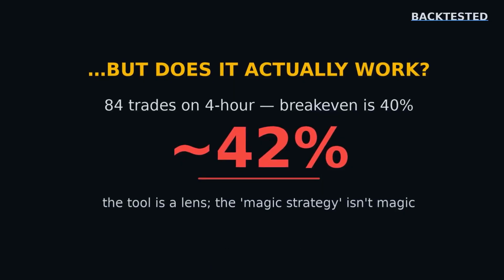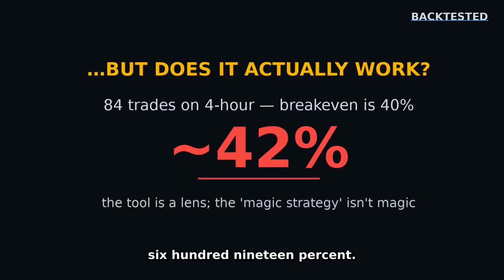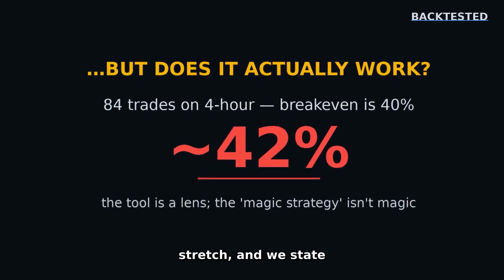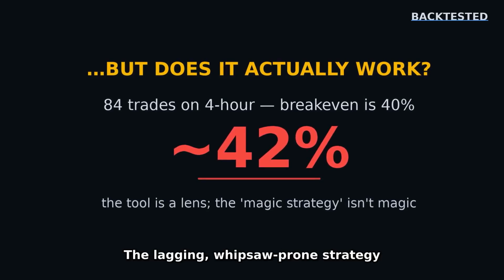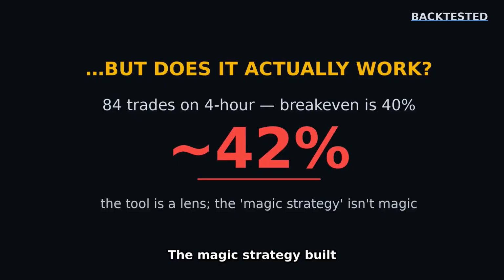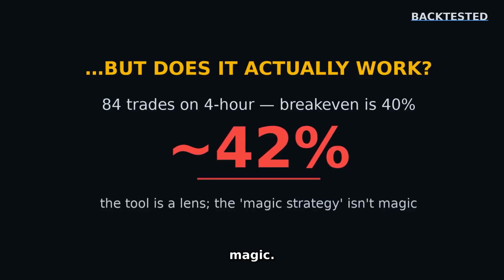Now the number that hurts, simply holding Bitcoin over the same window, returned about 1,619%. That was a bull market stretch, and we state that openly. The lagging, whipsaw-prone strategy nearly ran in place while doing nothing ran far ahead. The indicator is a genuinely useful lens. The magic strategy built on it is not magic.